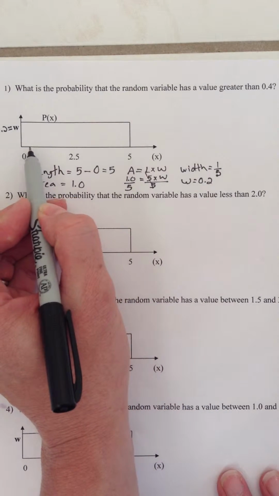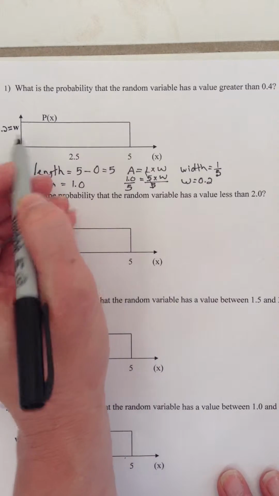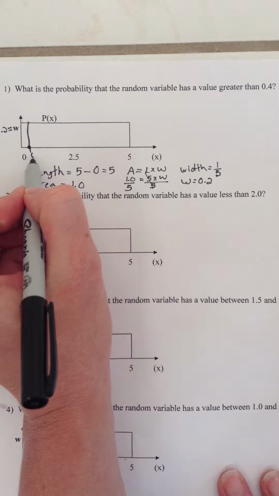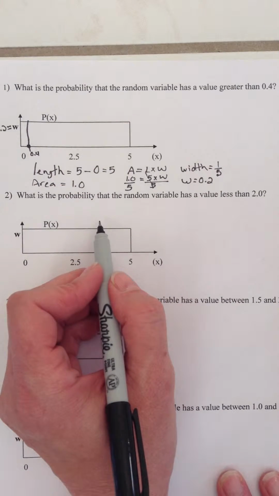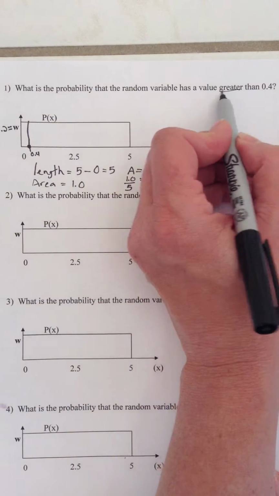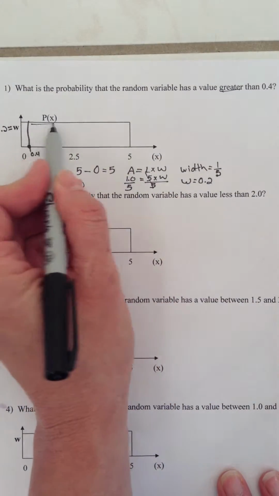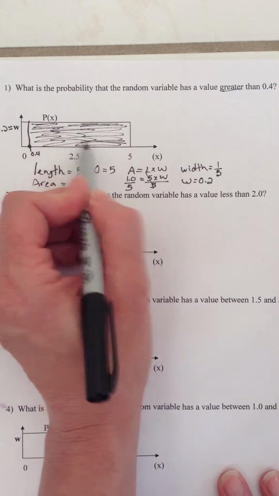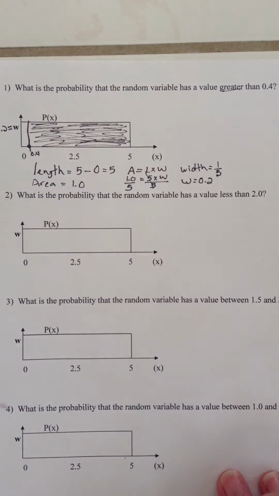So that means I'm going to come over here and I'm going to estimate where I think 0.4 would be located. I think that's about where I'd find 0.4. And I want the values that are possible that are greater than 0.4. So that means if I'm shading in here, I'm shading in almost all of my rectangle. So if I was to anticipate an actual probability, it would be something that's close to 90% or close to 1.0 itself. So it's the majority of our original rectangle.